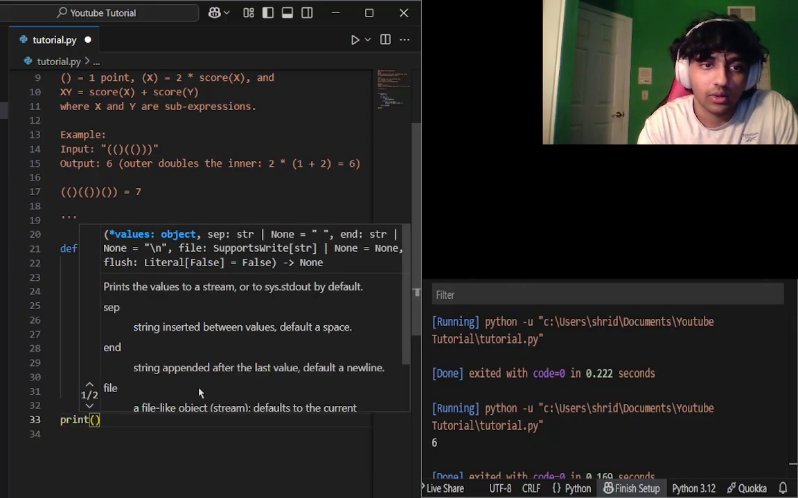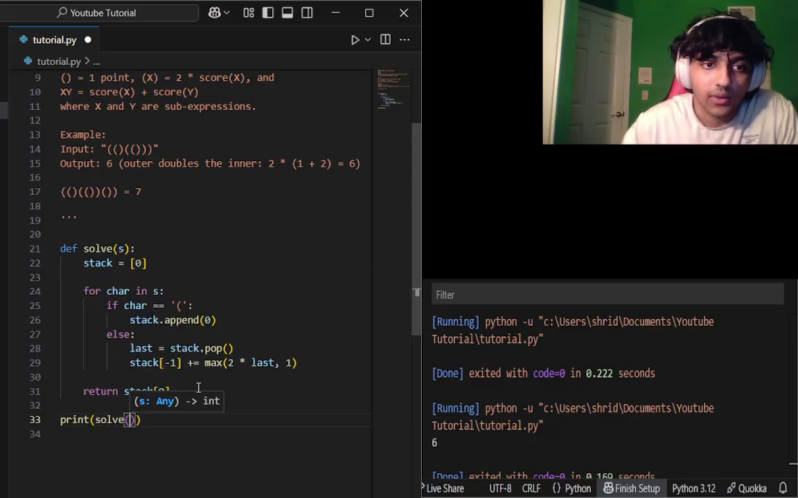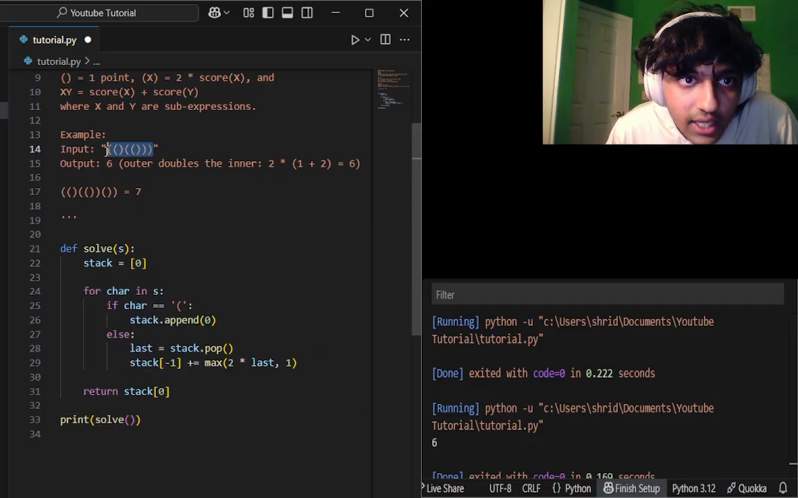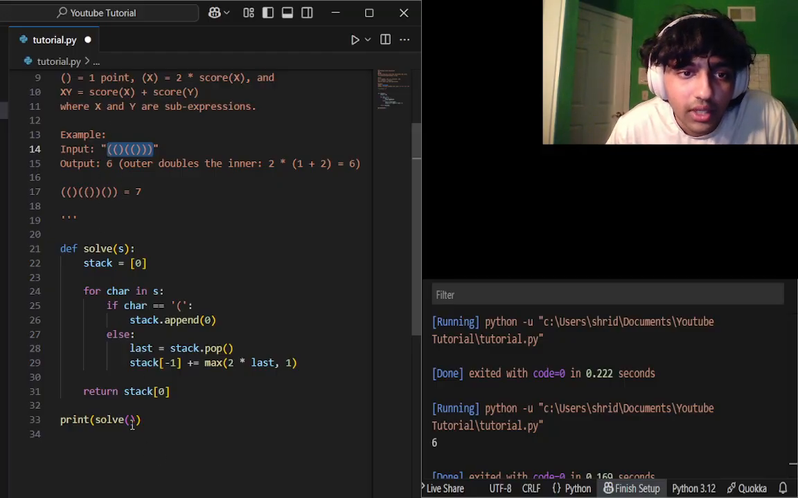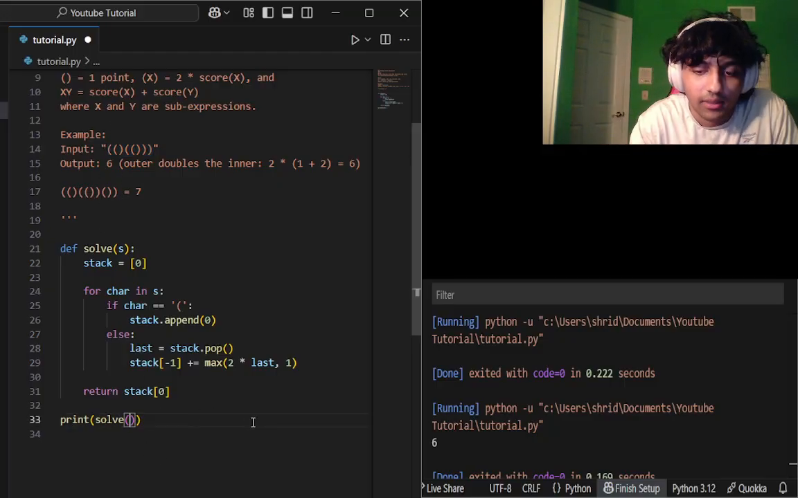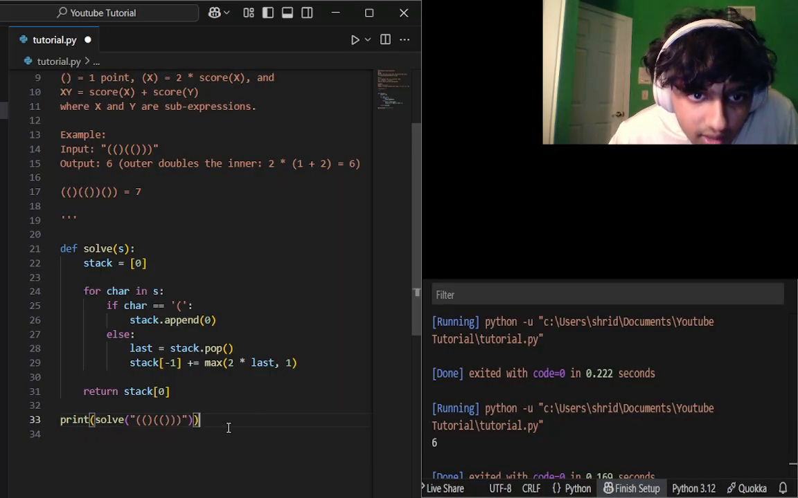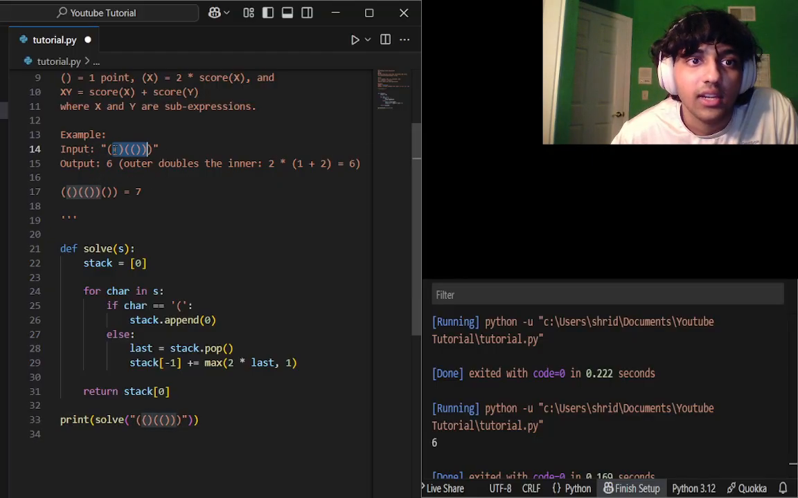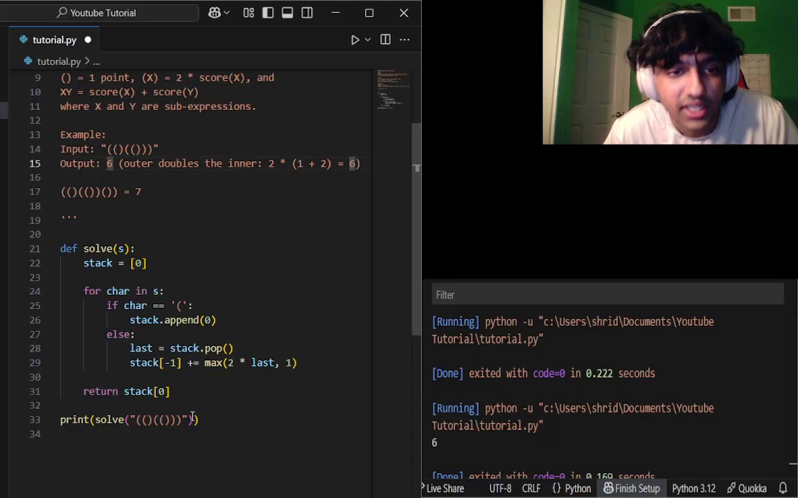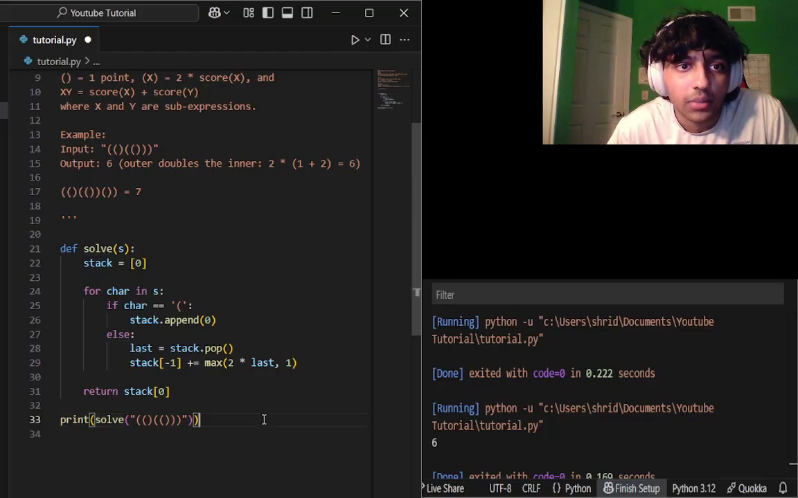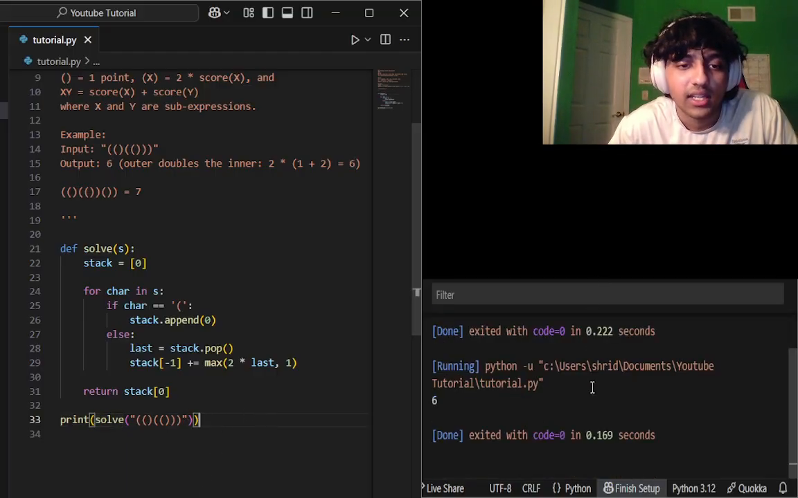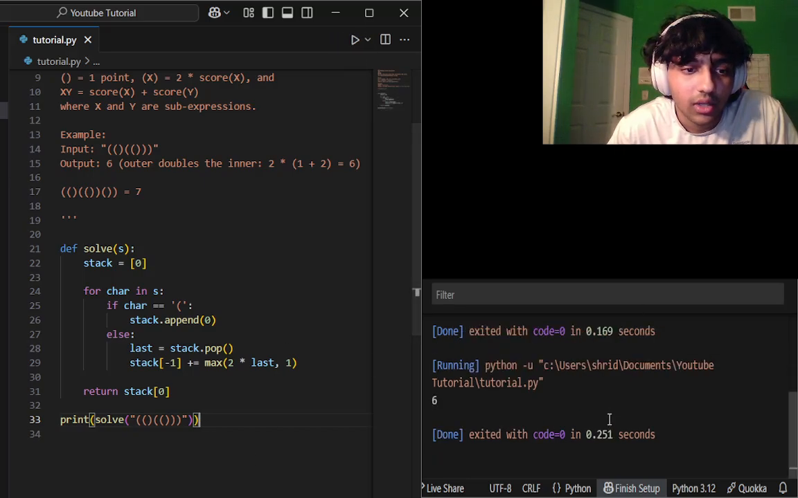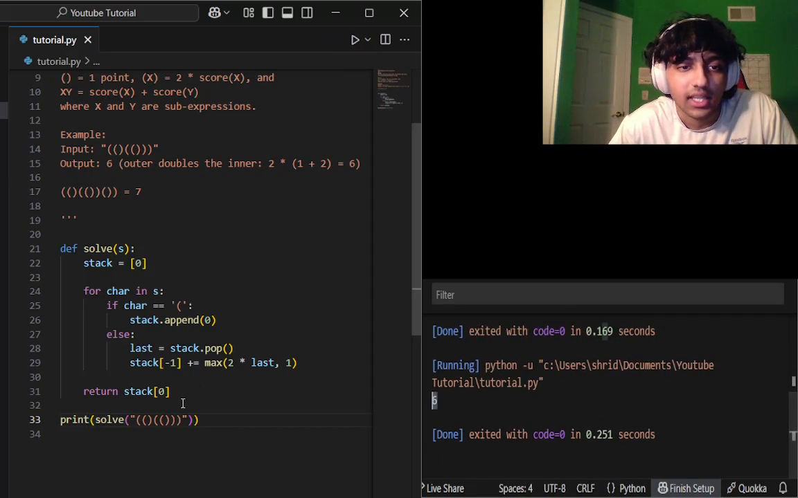So let's print out solve, and we're going to input the string that we want to see. So let's do the example one. If we have a string that looks something like this, then you see according to the output here, it should be 6 because it doubles the inner ones, and then it adds 2 times 1 plus 2. The entire thing is going to be 6. So that is the output that we are going to be expecting here. Let's run the code, and sure enough, we get 6.